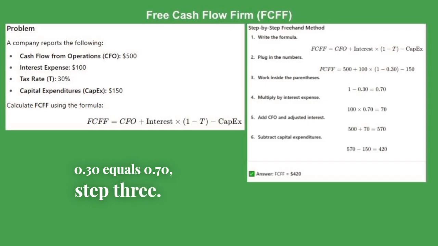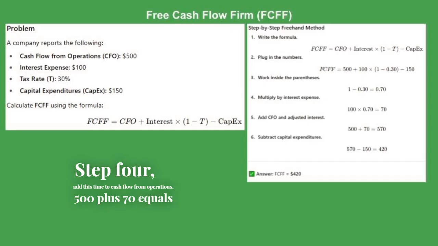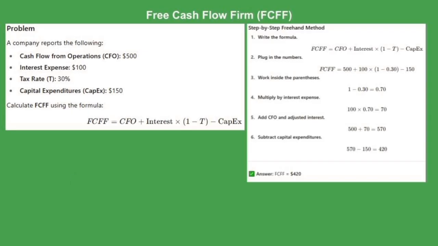Step 4, add this to cash flow from operations. 500 plus 70 equals 570. Step 5, subtract capital expenditures. 570 minus 150 equals 420. So free cash flow to the firm equals 420.